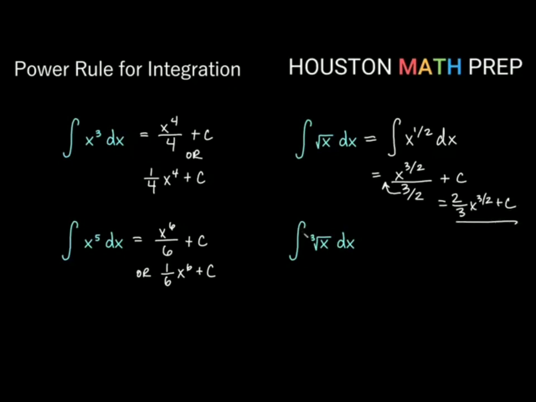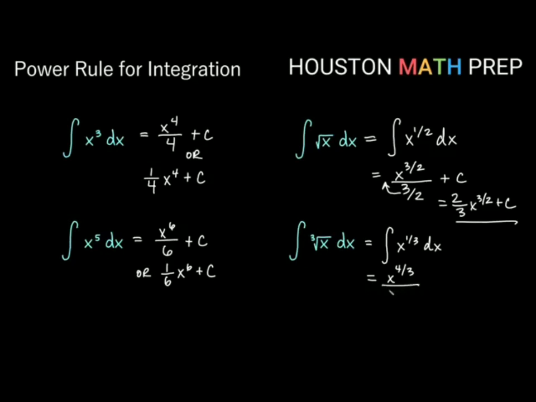Looking at this next one, the antiderivative of the cube root of x dx. Just remember that the index of 3 for the cube root makes this the 1/3 power. So we can treat the integral of cube root x as the integral of x to the 1/3 dx. We will still do our power rule of raising the power by 1. 1/3 plus 1 gives us 1 1/3, also known as 4/3. So we get the 4/3 power of x.